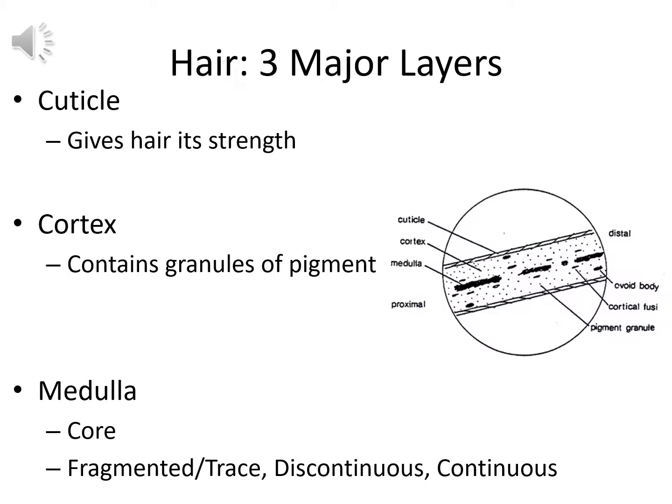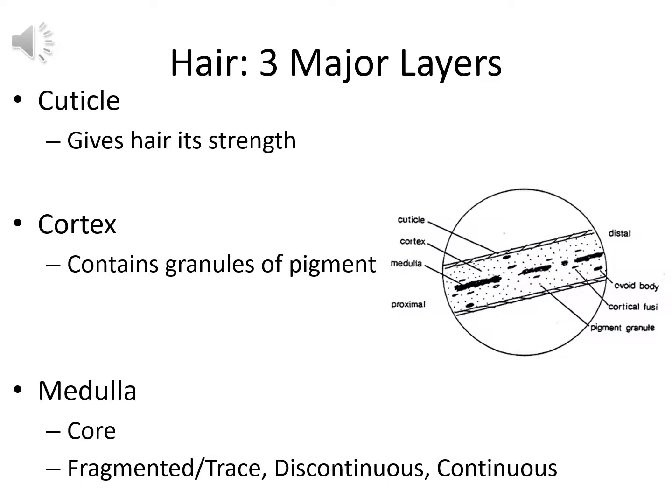All right, so moving on, let's consider the three major layers of hair. We have the cuticle, and this is what gives hair its strength. So we talked about hair being very strong from that keratinized protein, and so that's mainly in the cuticle that we'll find that keratin. The next layer in is the cortex, and this is the layer that contains the pigment granules. So the natural hair color is based on the number and type of pigment granules that you have in your cortex. And finally, the medulla is the innermost portion, the core of the hair.